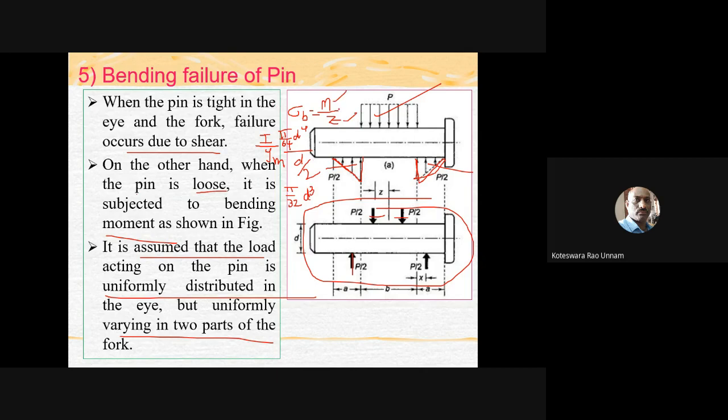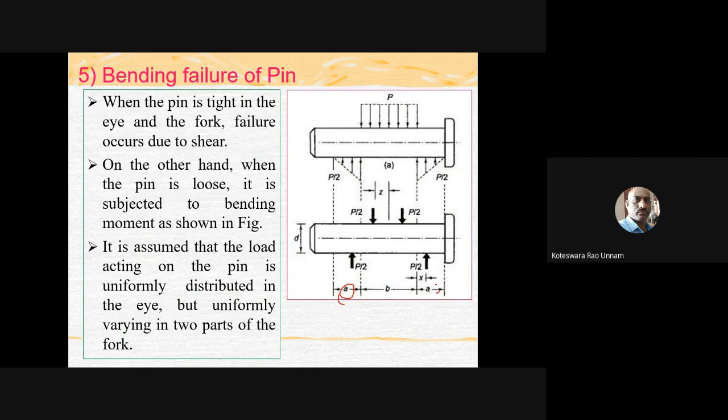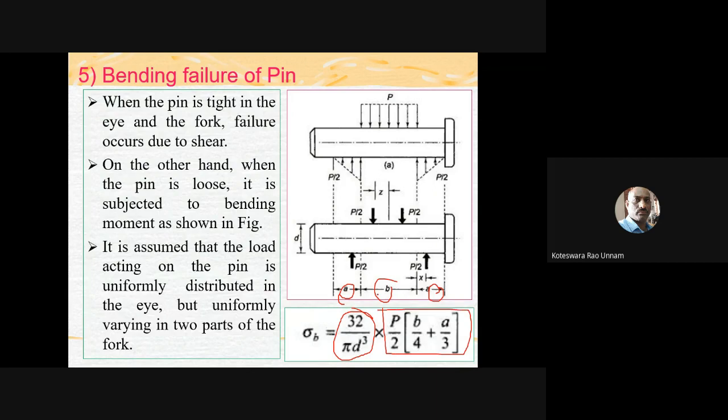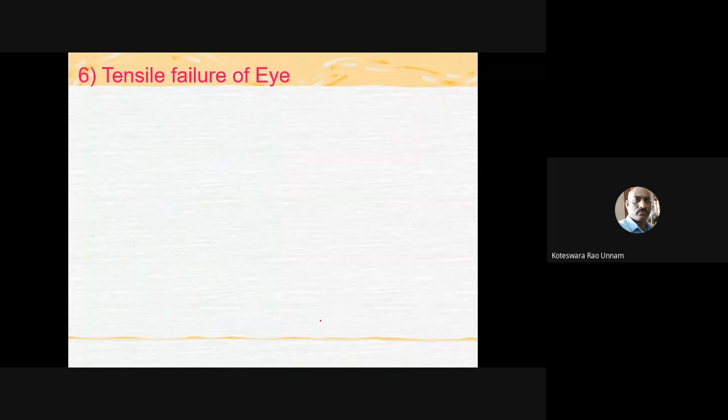So now I have the M value and the Z value, and from that I can compute sigma B. Now we need to check whether sigma B is within the allowable limit or not. Here we already calculated these dimensions, A and B, so you can easily verify that also. This is the Z value, pi D cube by 32, and this is the maximum bending moment. If you draw the bending moment diagram, you will get the maximum bending moment like this. Using this relation, sigma B can be found out.